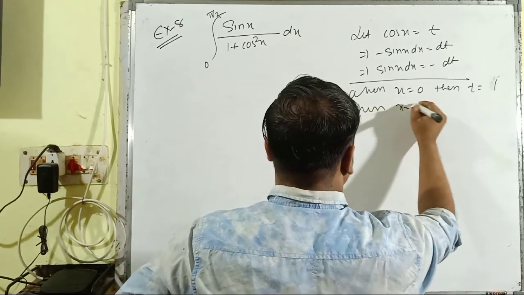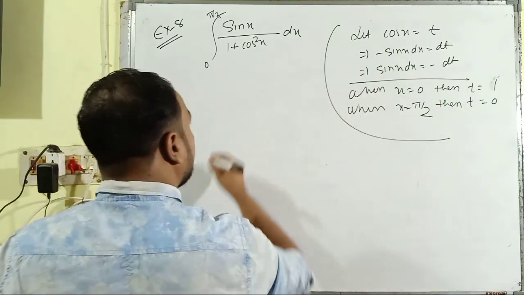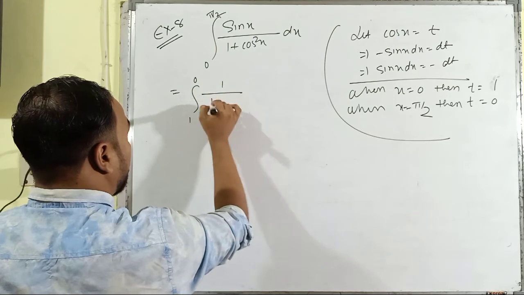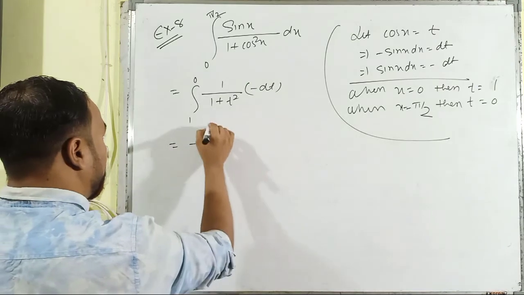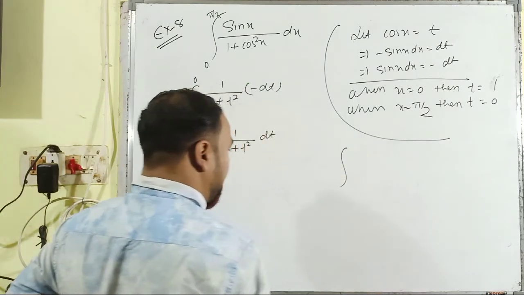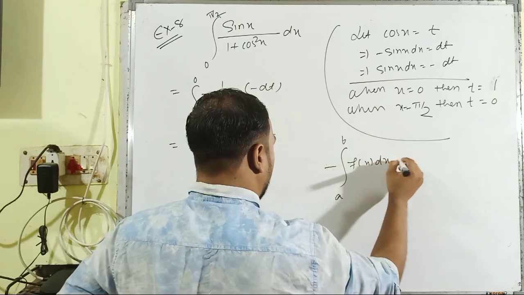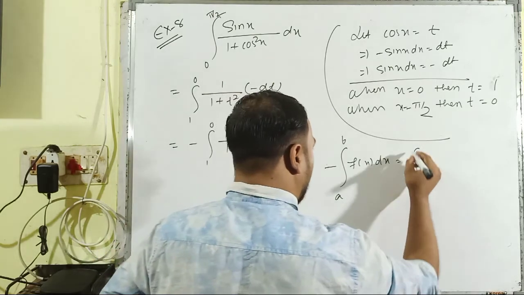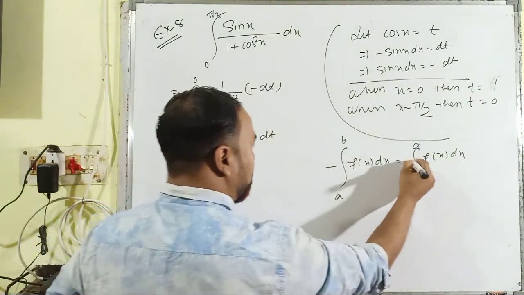When x is equal to pi by 2, then t is equal to 0. So by putting these values here, from 1 to 0, it is 1 upon 1 plus t square, minus dt. Then taking this negative sign outside, we have 1 to 0, 1 upon 1 plus t square with respect to t. Then by using the same property of definite integration, if there exists a negative sign, to convert it into the positive sign, we just have to interchange the lower limit and the upper limit. So if it is negative a to b, then it is positive from b to a.